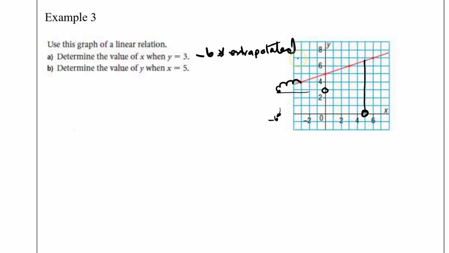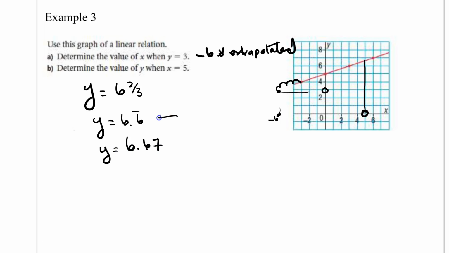I can be a little bit more specific because I know that the slope is constant. So I know that right here, at 3, I'm at 6. At 4, I'm at 6 1/3. And at 5, I'm at 6 2/3. So then y equals 6 2/3. Or we can express it as a decimal. Y equals 6.6 repeating. Or if we wanted to have it rounded, we can say y equals 6.67. This is probably the most comfortable answer for you. I hope that you're okay with that repeating over top.